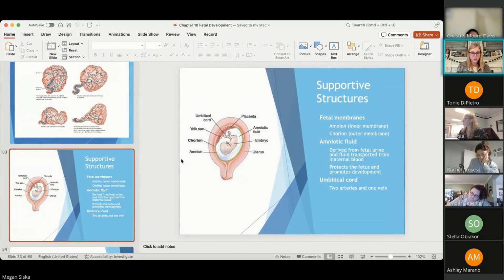So I've mentioned the fetal membrane, so that's the bag of water. That bag has 2 layers. It has an amnion and a chorion. The amnion is like the inner layer, and then over top of that is the chorion. It is a pretty strong bag.